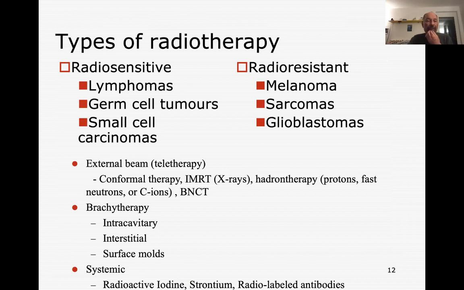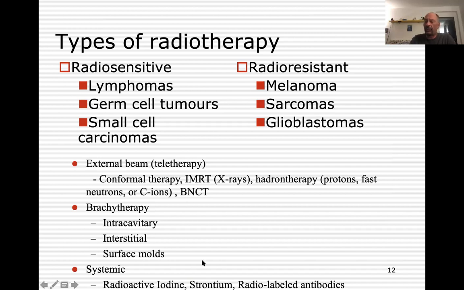So there are different types of tumors. This we'll see in terms of radiosensitivity. Some are more radiosensitive, like lymphomas, germ cell tumors, small cell carcinomas. Others are more radioresistant, like melanomas, sarcomas, glioblastomas. But from the technology point of view, we have essentially 3 types of radiotherapy. We have the external beam, the so-called teletherapy. We have the brachytherapy, which is instead internal, and we have the systemic radiotherapy.